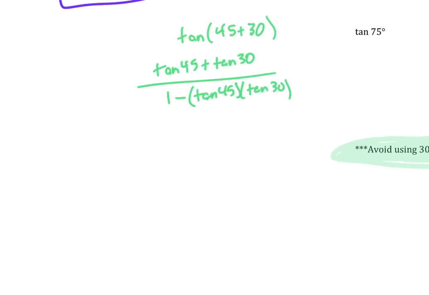Okay, so we're going to the unit circle. Tangent of 45, we look at the numerator of the y over the numerator of the x. We know that gives us 1, right? So we get 1 plus.